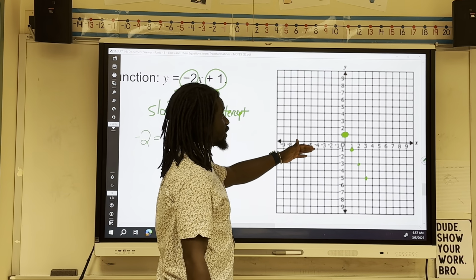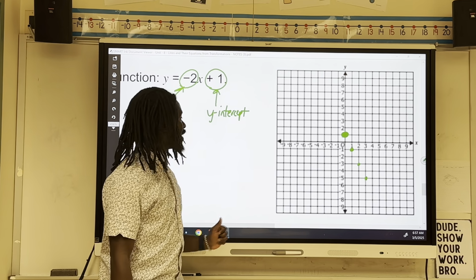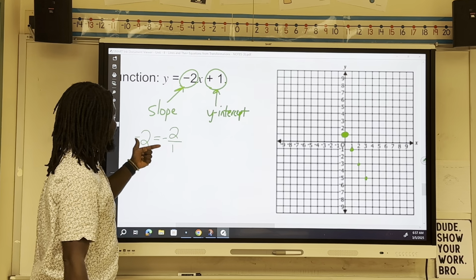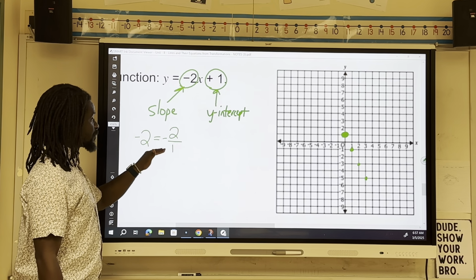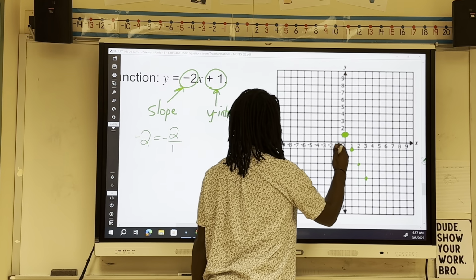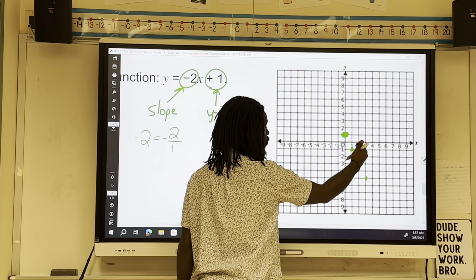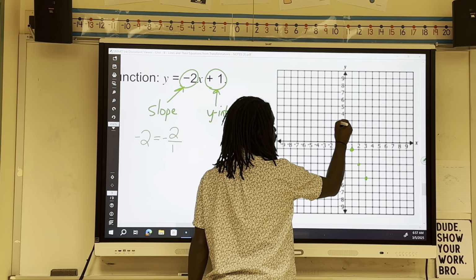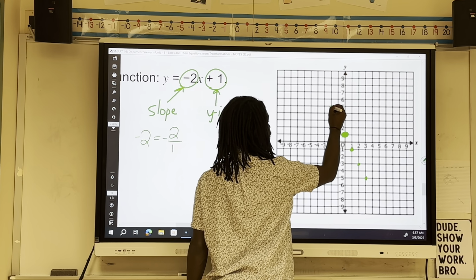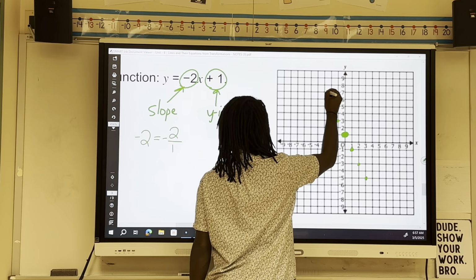And I need to put some points in the other direction. So when I have a negative, now my negative is going to go with the denominator. So I'm going to do the opposite. I was going down 2 over 1. Now I'm going up 2, back 1. So up 2, back 1, up 2, back 1.